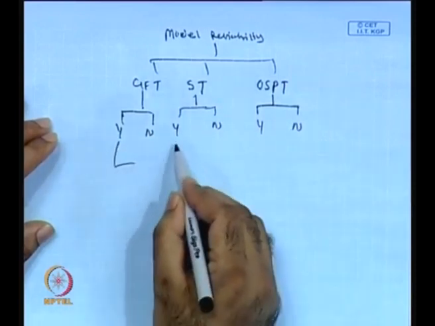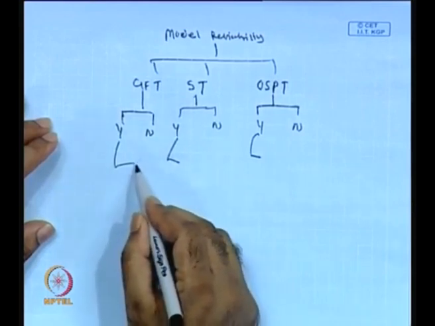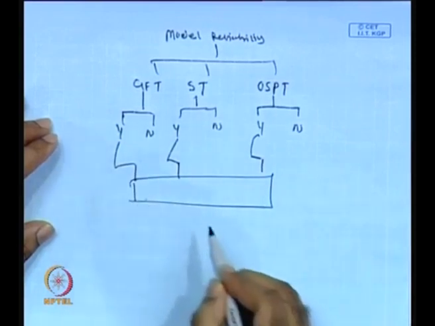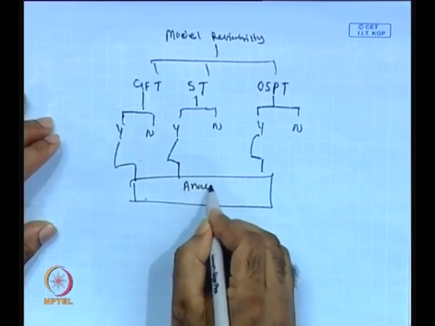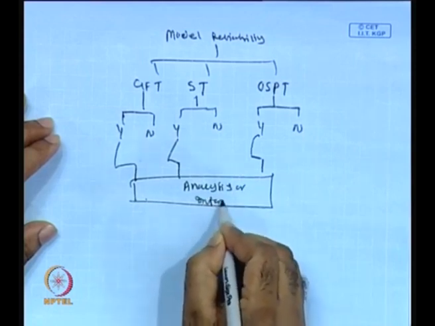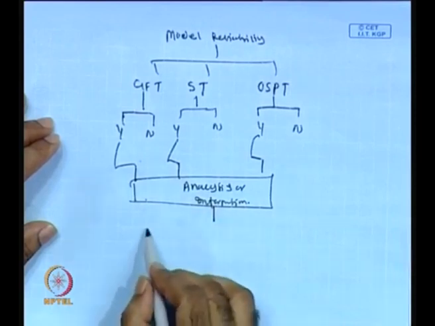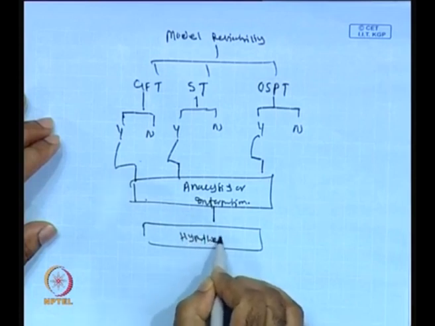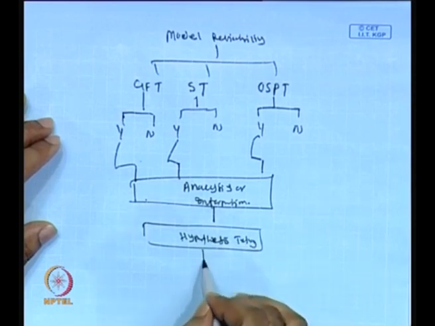Let us assume that in every case it is yes, yes, yes. Then you have to go to the next part of the model, which is called analysis. We have to analyze, or interpret, the model. With respect to interpretation, we have to go for hypothesis testing, then forecasting.